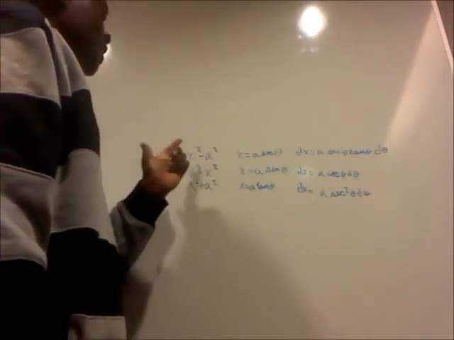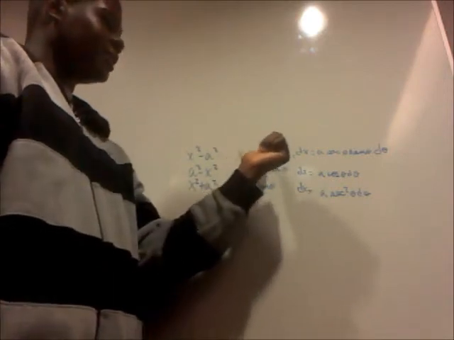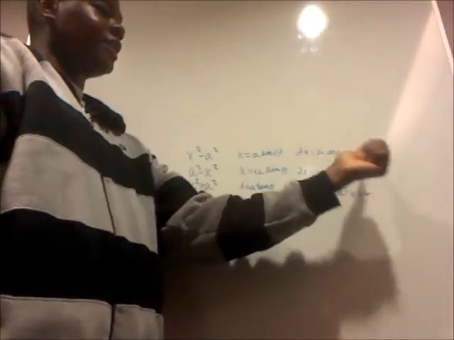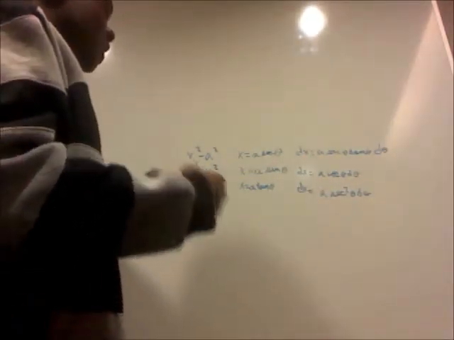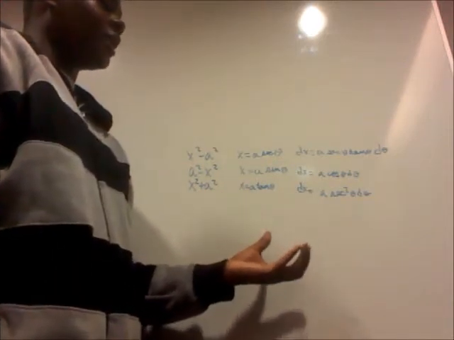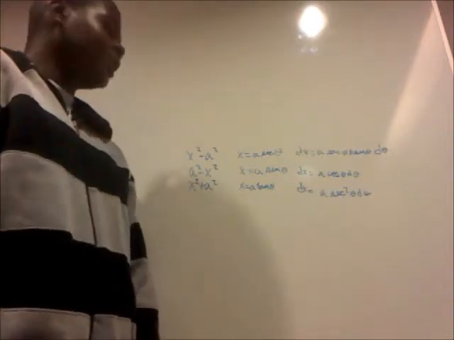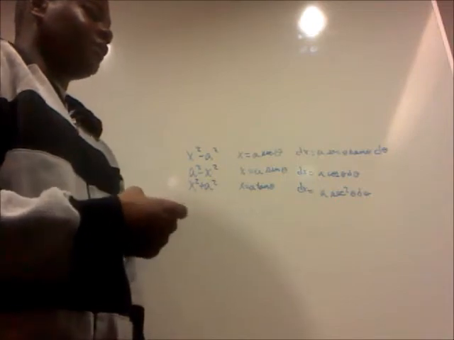When you have x squared minus a squared in the problem, you should set your x equal to a secant of theta, and the dx equal to a secant of theta tan of theta d theta. If you have a squared minus x squared, you should set your x equal to a sine of theta, your dx equal to a cosine of theta d theta. And if you have x squared plus a squared, you should set your x equal to a tan of theta, and your dx equal to a secant of theta d theta.